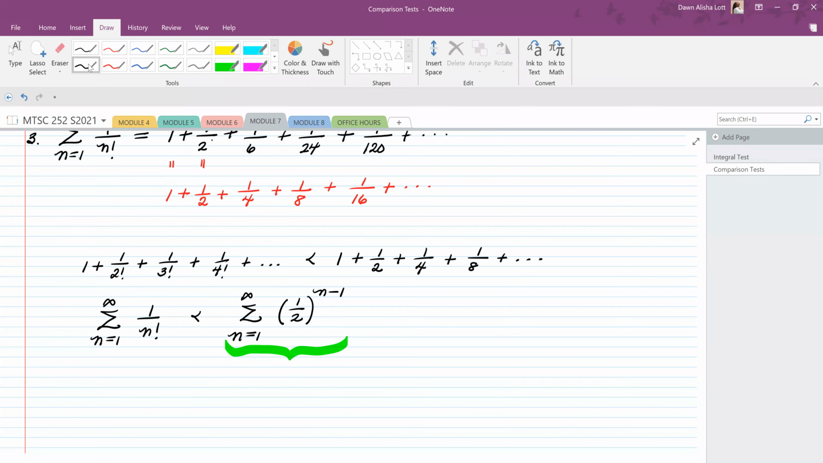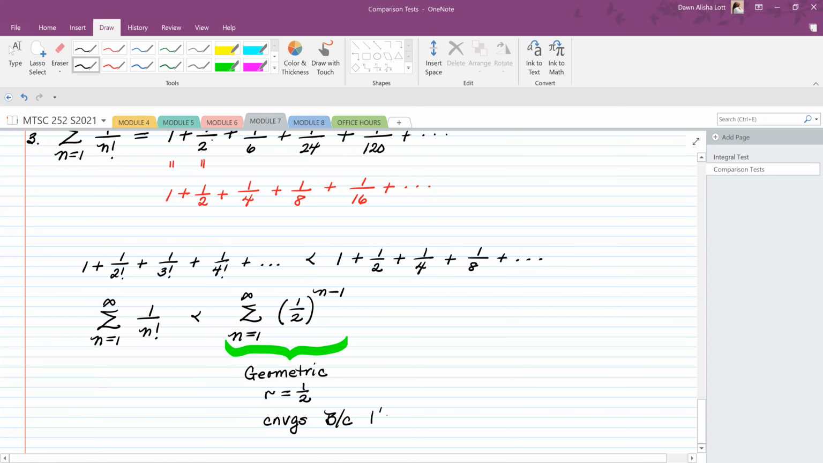Is it geometric? Yeah, I was going to say it's a geometric series, very good. And what do you know about r? What is r in this geometric series? r is 1/2, excellent. So what do I know about this series then? It converges because r is less than 1. It converges because the absolute value of 1/2 is less than 1. Great, so therefore it implies that this series also converges.